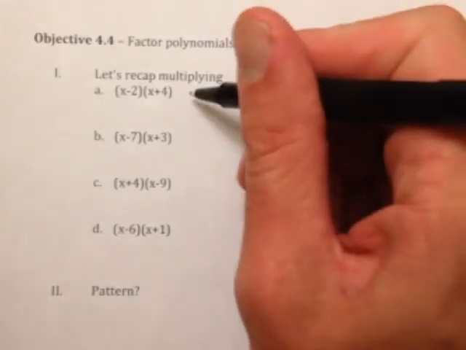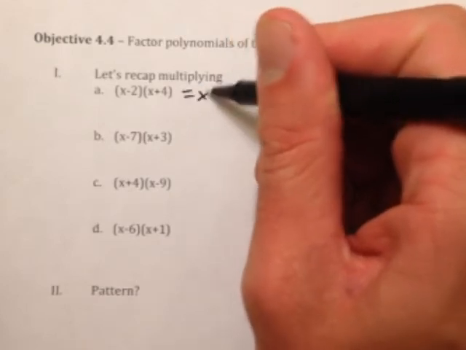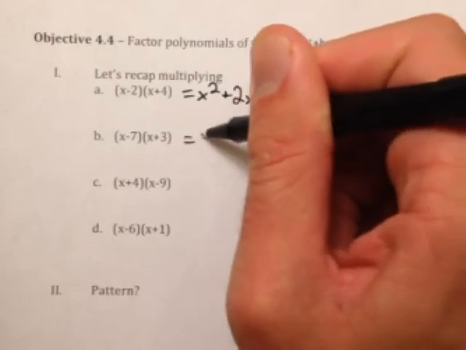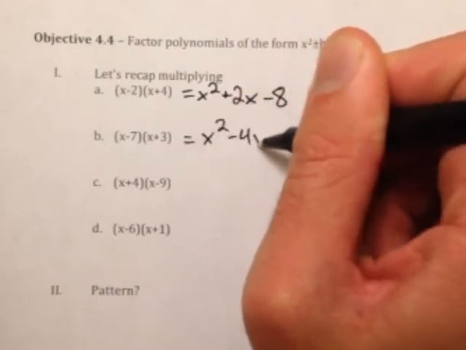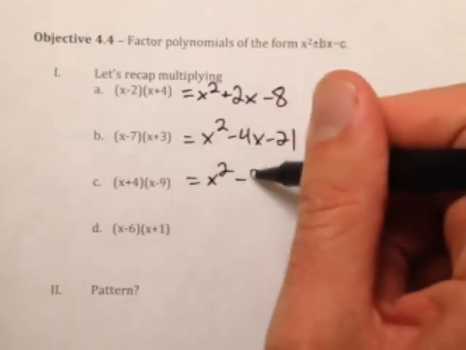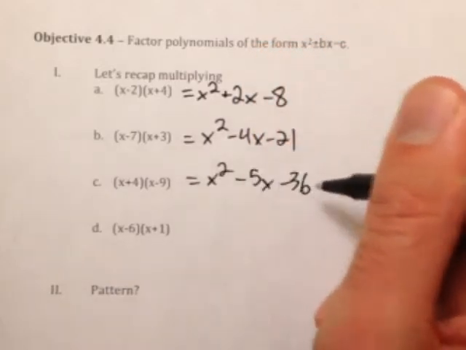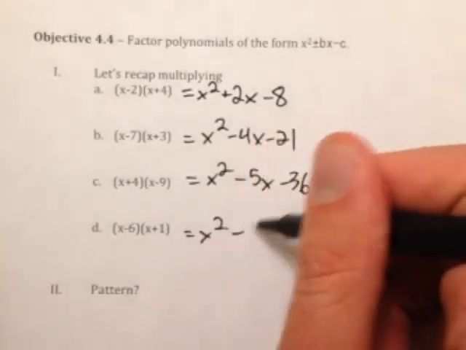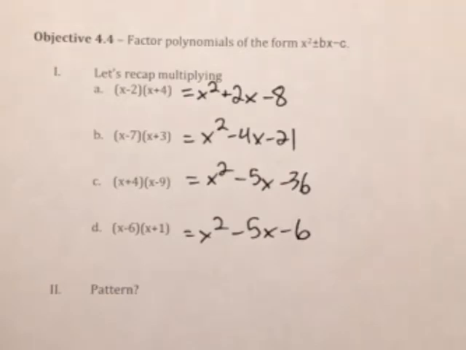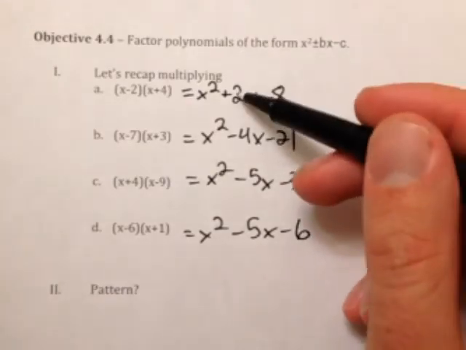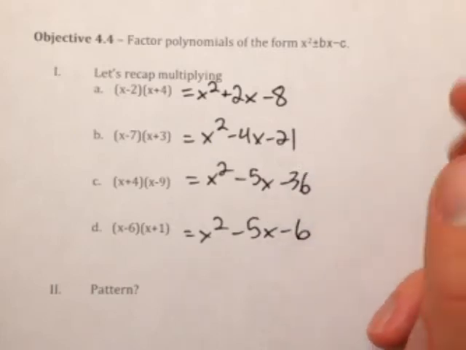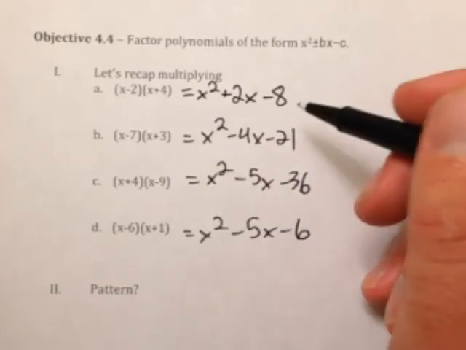Alright, so hopefully for this first one, you got x squared plus 2x minus 8. This one, x squared minus 4x minus 21. X squared minus 5x minus 36. And x squared minus 5x minus 6. Okay, so we got a slightly different pattern here. That number in the middle can either be positive like it was here or negative, but the last number is always negative. So what's the pattern that we have here?